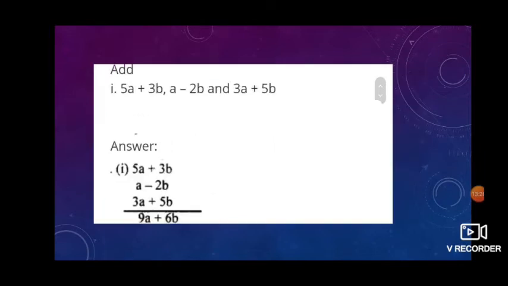Next, add 5a plus 3b, a minus 2b, and 3a plus 5b. Here also I am following the column method. I am arranging all the a terms in one column and b terms in one column. And here I am going to add 5a plus 3a. All are positive, so no issues. I am just adding and writing 9a. And in the next column, plus 3b minus 2b, so we'll get 1b. And again plus 5b will get plus 6b.